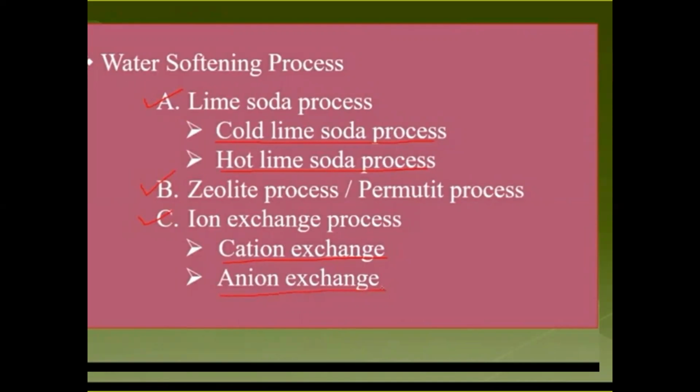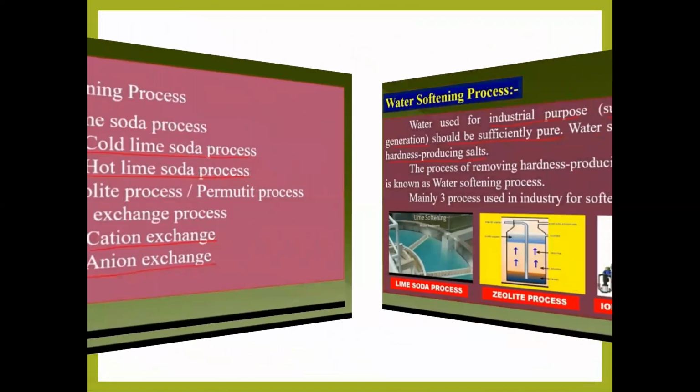Now we will see how we can remove the permanent hardness of the water. Permanent hardness cannot be removed by boiling. It can be removed by these methods: the lime soda process, the zeolite process, which is also called the permutit process, and the ion exchange process. One by one, we will see all these methods.